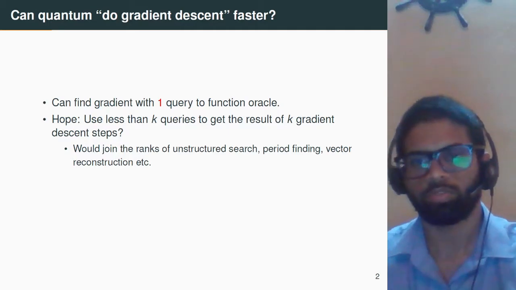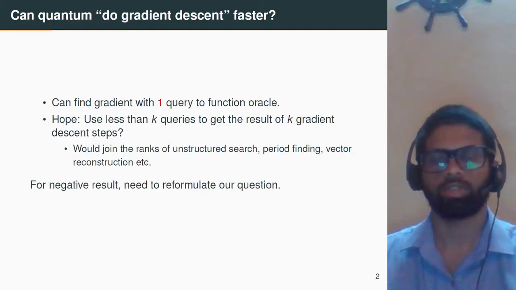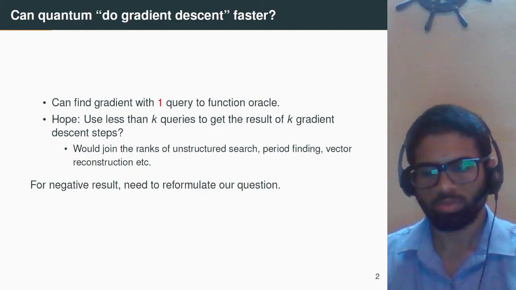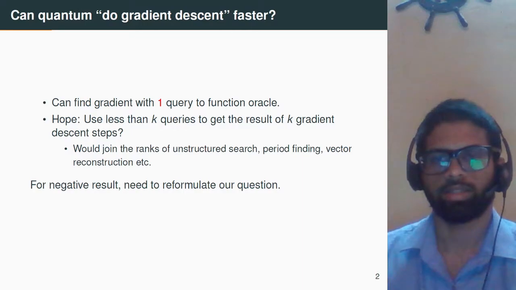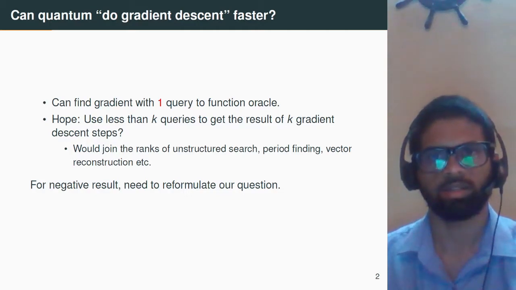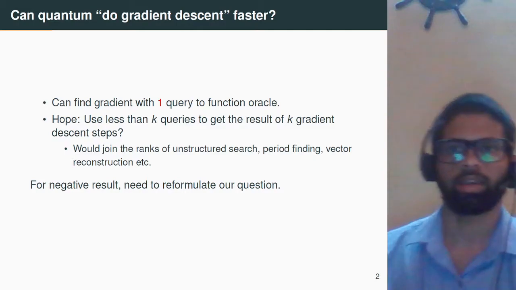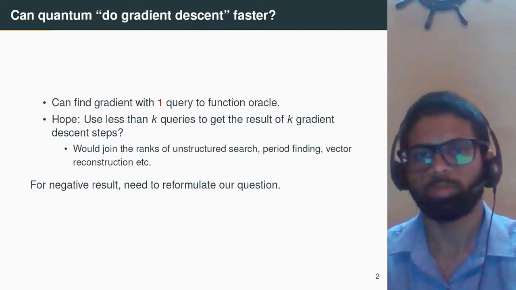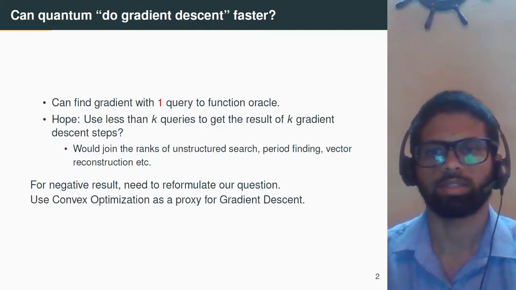So we'd want a formulation in which a negative result would actually be interesting. So we want a task that gradient descent solves that quantum cannot solve any faster. So the question is, what is it that gradient descent really accomplishes, without getting into the details like the gradient descent steps? And a pretty good fit for this is convex optimization.